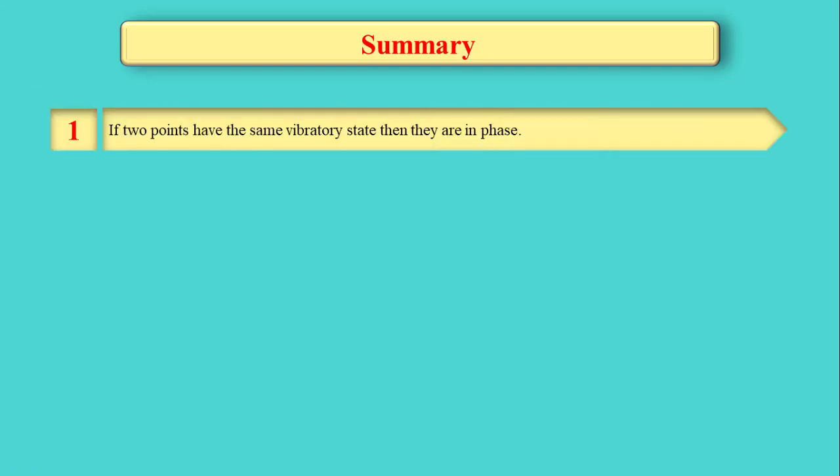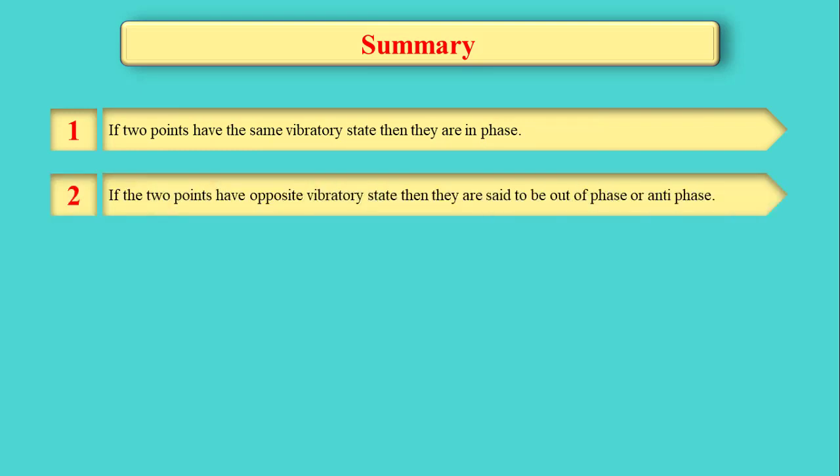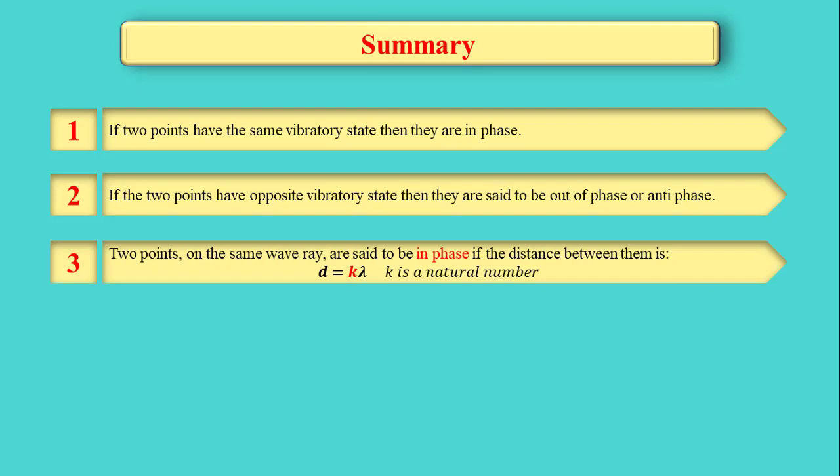Let's now sum up all the ideas that we have explained in this video. 1. If two points have the same vibratory state, then they are in phase. 2. If two points have opposite vibratory states, then they are said to be out of phase or in antiphase. 3. Two points on the same wave ray are said to be in phase if the distance between them is d equal to k lambda, where k is a natural number.